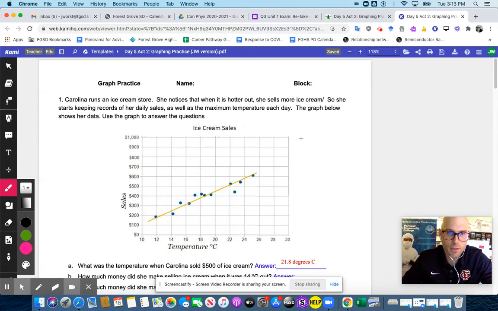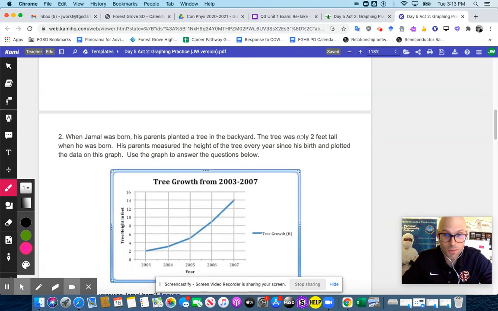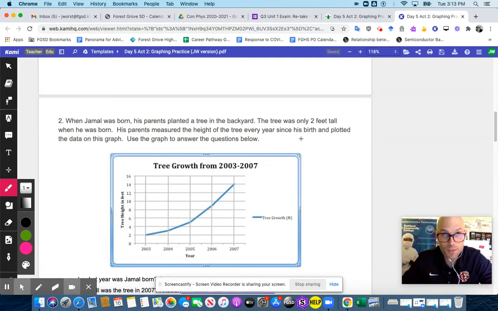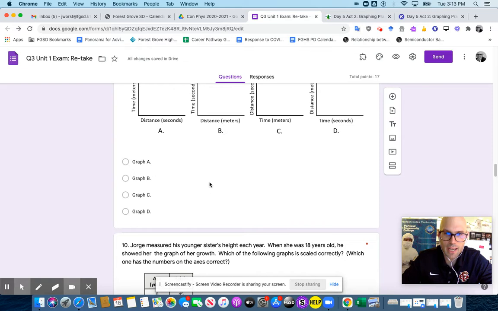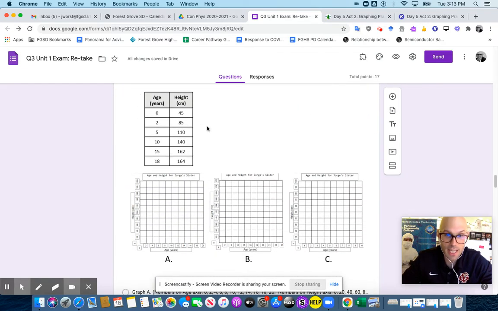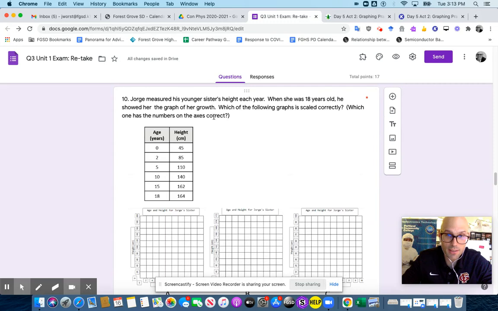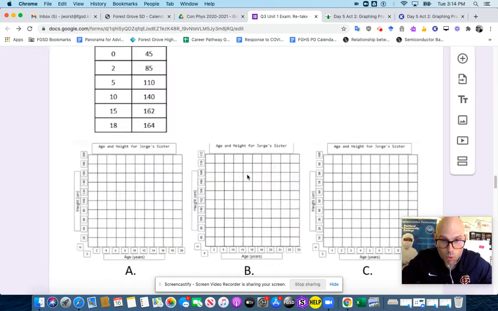So this is what the graphing practice assignment looks like. This is a great one to use as a resource when you're doing your assessment on graphing over here. So yeah, what's the right setup? Question number 10 is, given this data table and this scenario up here, what's the right setup? Now you may need to zoom in here.